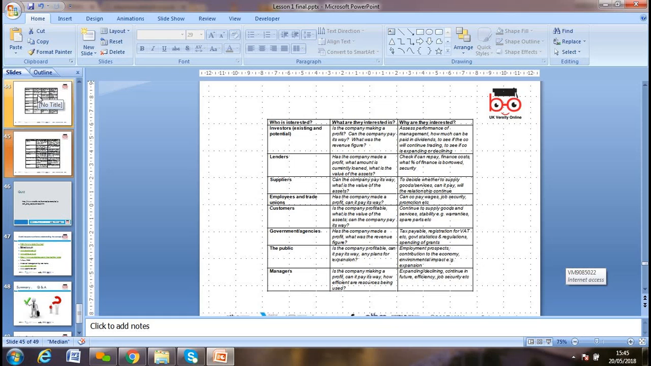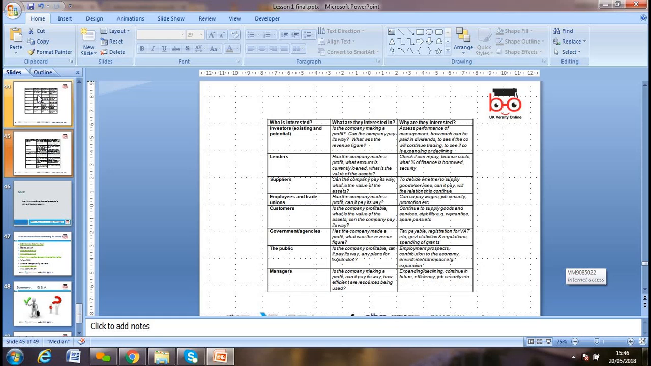Investors are interested in whether the company is making a profit. Can the company pay its way? And what was the revenue, the figures of the company? They want to assess the performance of the management, how the company can pay dividends, whether it will continue trading, and whether the company is expanding or declining. All this information is provided in the financial statements.